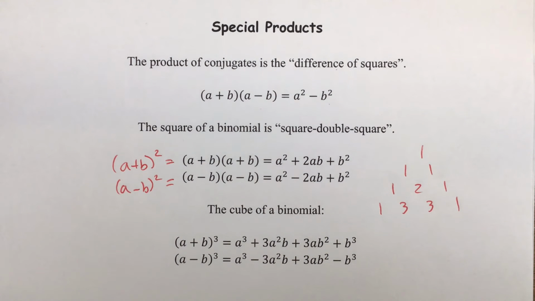As far as the operations, there is a little bit of a difference there. If you have addition, everything is addition. If you have subtraction, every other term is going to be negative. You're going to start positive, go negative, positive, go negative.